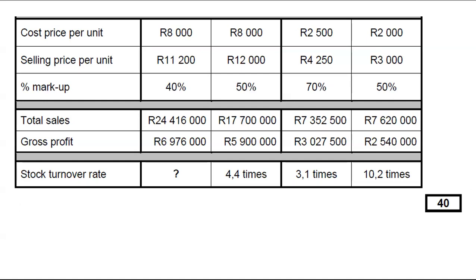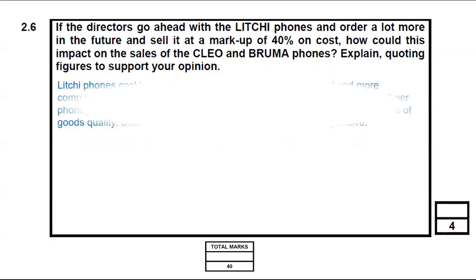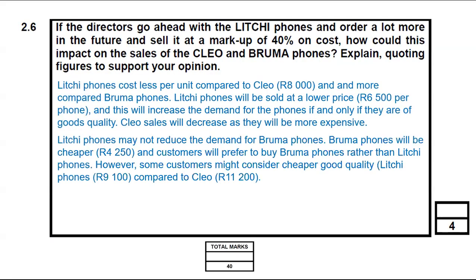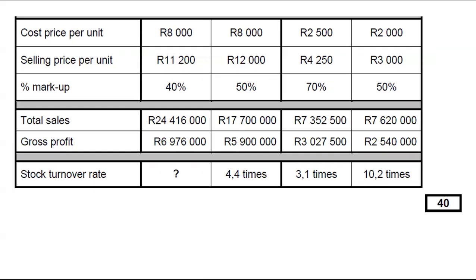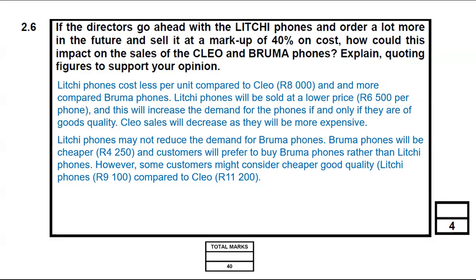Now, when it comes to Bruma phones, I have indicated that some people might still consider buying Bruma phones rather than the new Lychee phone, because they will still not afford that 9,100. When you look at the Bruma cell phone, it'll cost you only 4,250. It's almost half of 9,000. So you see that those guys were not affording Clio. So they will still stick to Bruma because there's a huge difference between the two. It's a huge jump from Bruma to Lychee as well. So I think they wouldn't move. They will still buy Bruma.